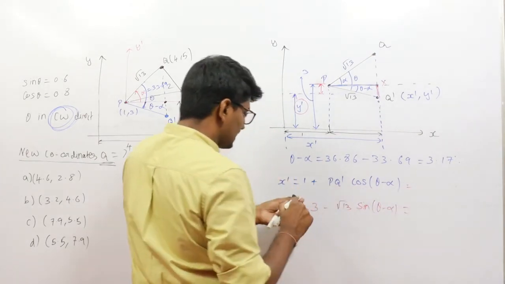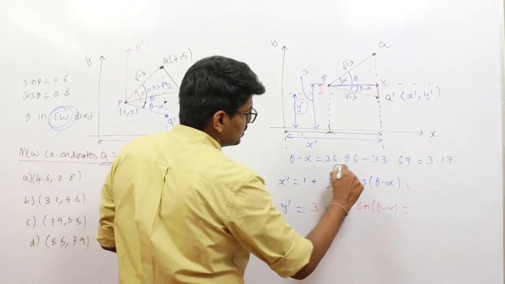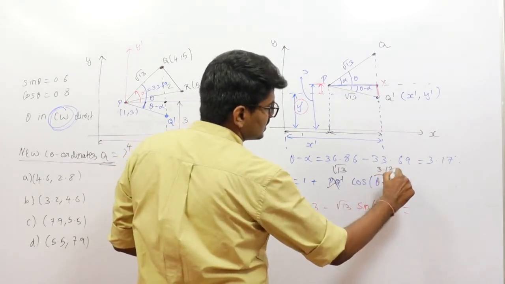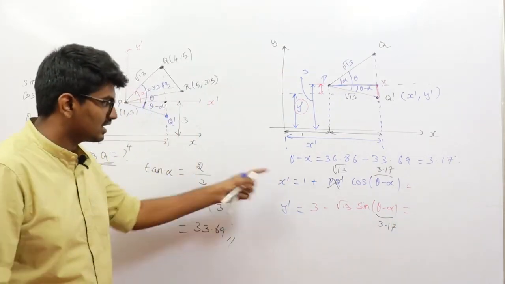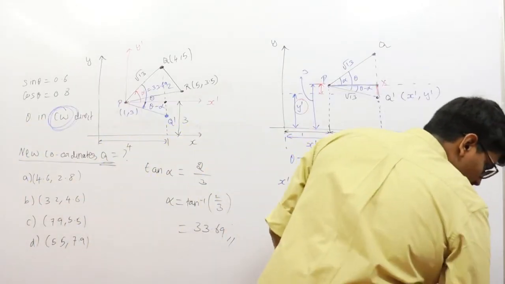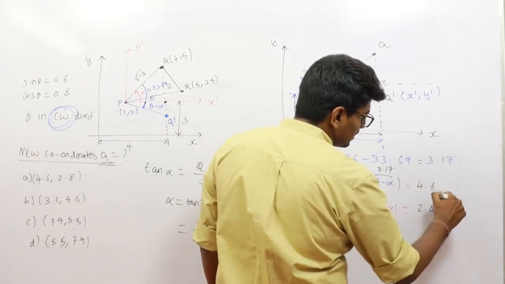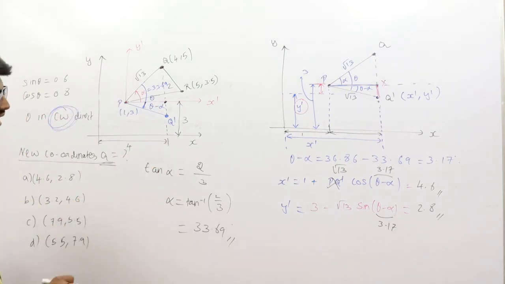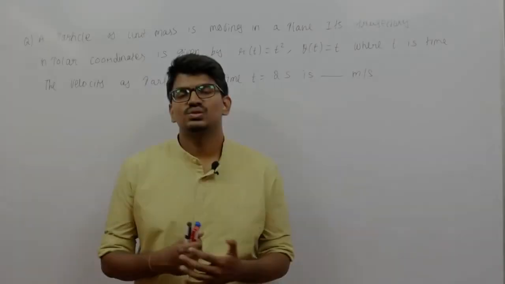So now the final answer is what? Instead of P dash Q, I will write it as root 13 times theta minus alpha. So finally I will get x dash and y dash if you solve it. So my answer is going to be 4.6 and 2.8. Just pause the video and check whether your answer matches with mine. So 4.6, 2.8, which is option A. Okay, let us do the next question.